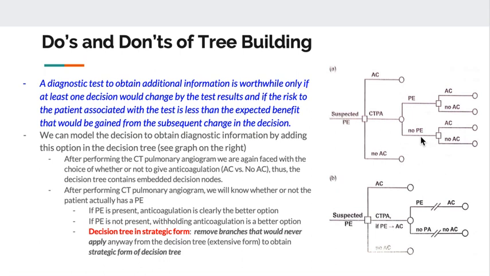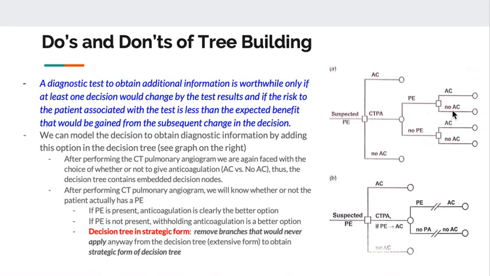So after a CT pulmonary angiogram, if we have a positive result for the PE, it means PE is present, so anticoagulation is clearly a better choice here. On the other hand, if PE is not present, withholding anticoagulation is the better option here. With that said, we know pretty sure that some of the branches of the tree, for example, PE right here, this option we're going to take for sure. So no AC right here is never going to happen in our decision making.